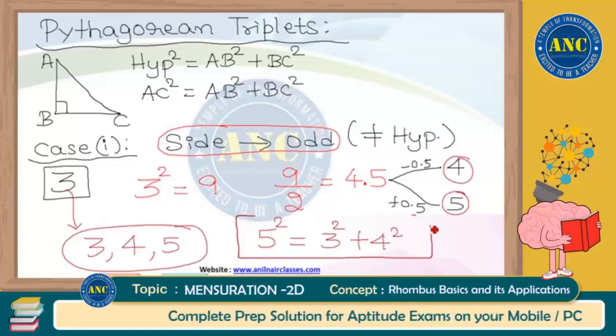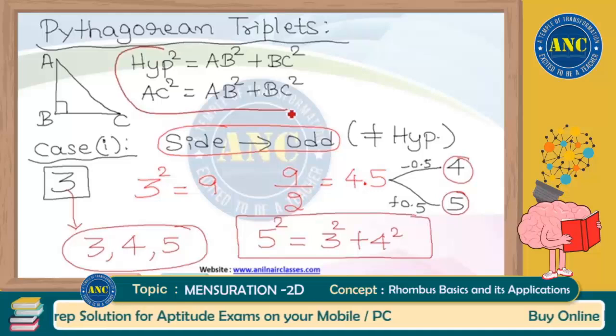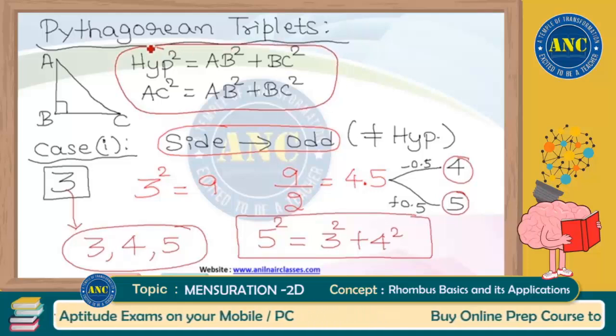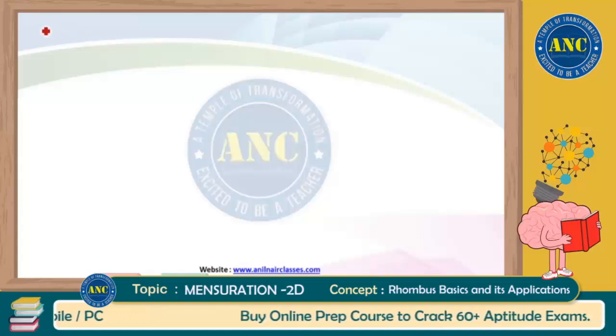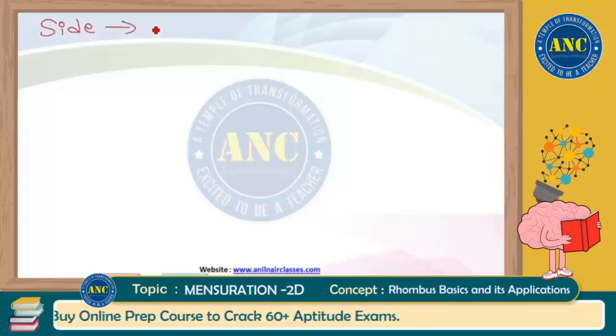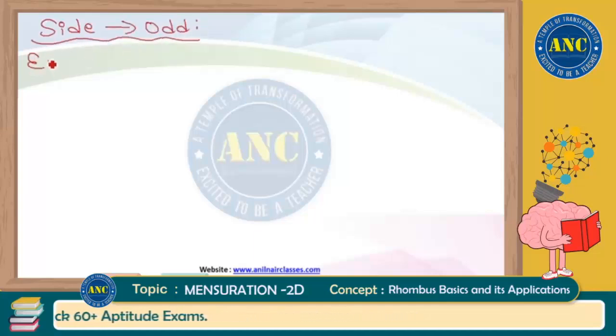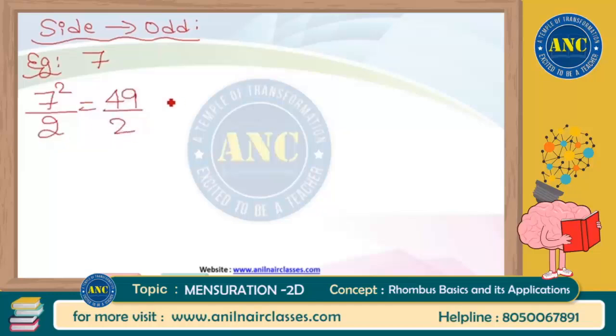Because these three values satisfy the Pythagoras theorem for a right angle triangle, 3, 4, 5 will form a Pythagorean triplet. One more case I will take where the side is an odd number. Let me explain with another example where the side is an odd number. Suppose, for example, let me take the side 7. 7 square is 49. 49 divided by 2 is 24.5.